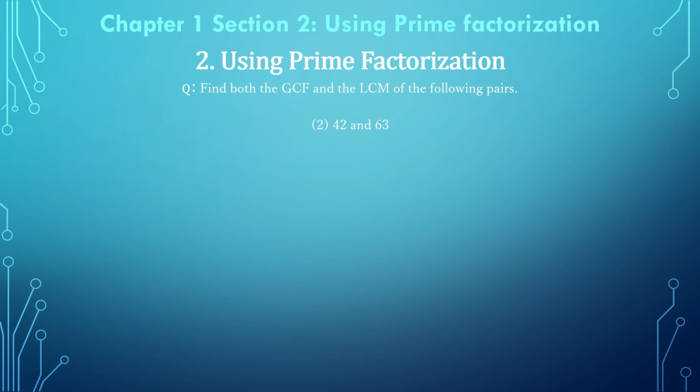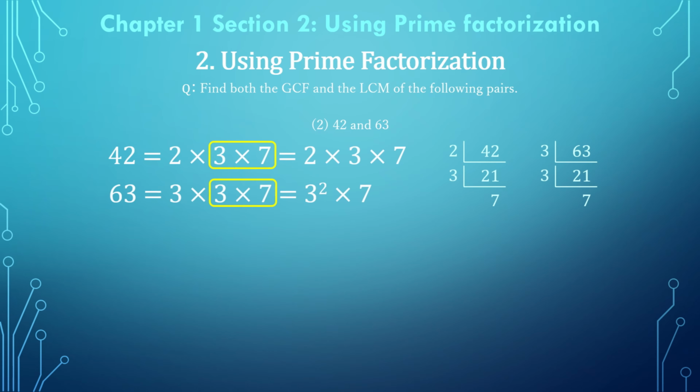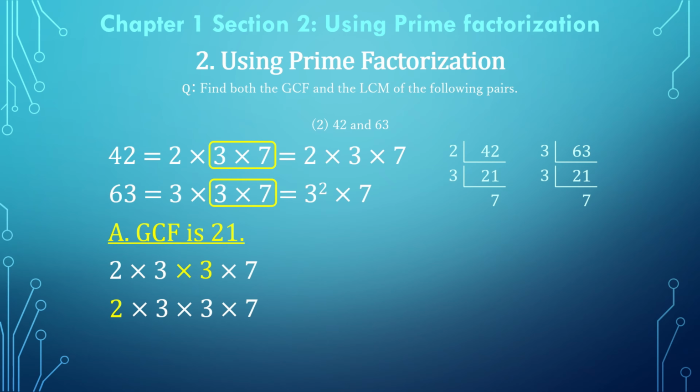What about 42 and 63, say? It's still the same. The GCF is 21. Including the missing factor from each other, we get the LCM, which is 126.